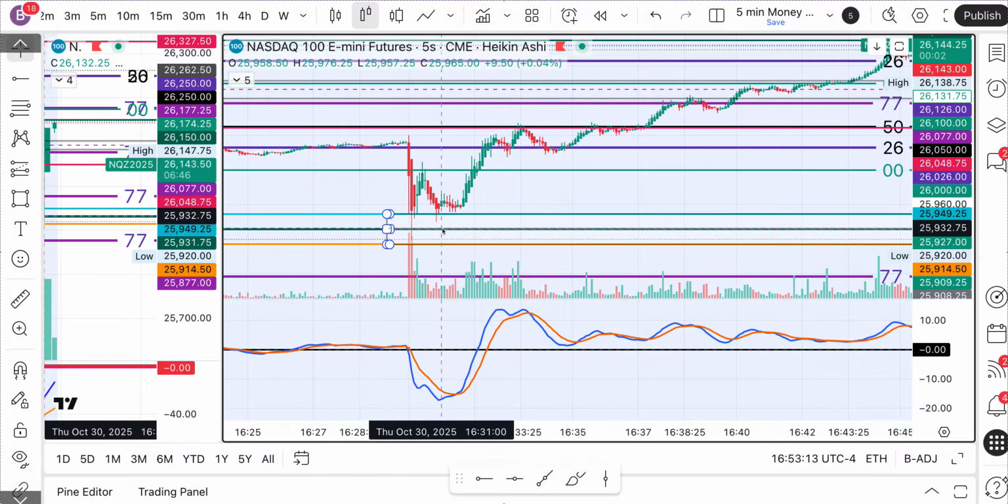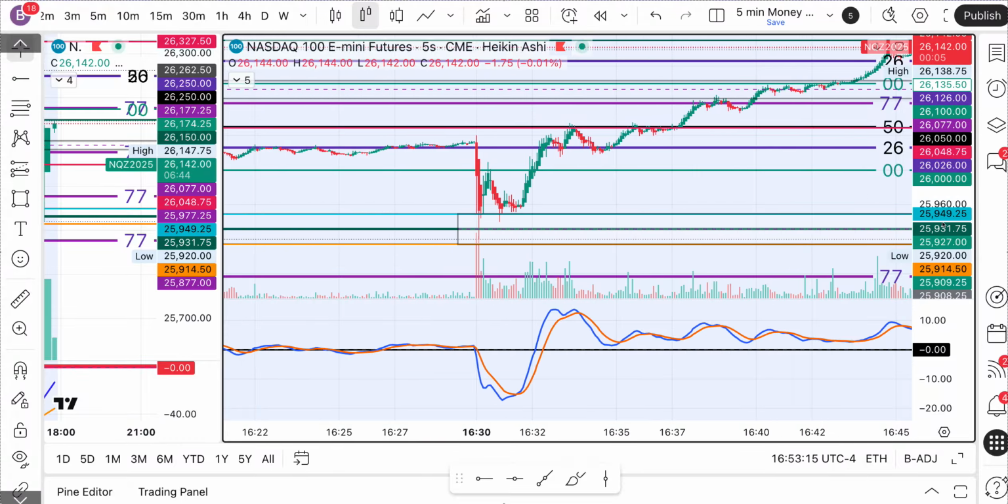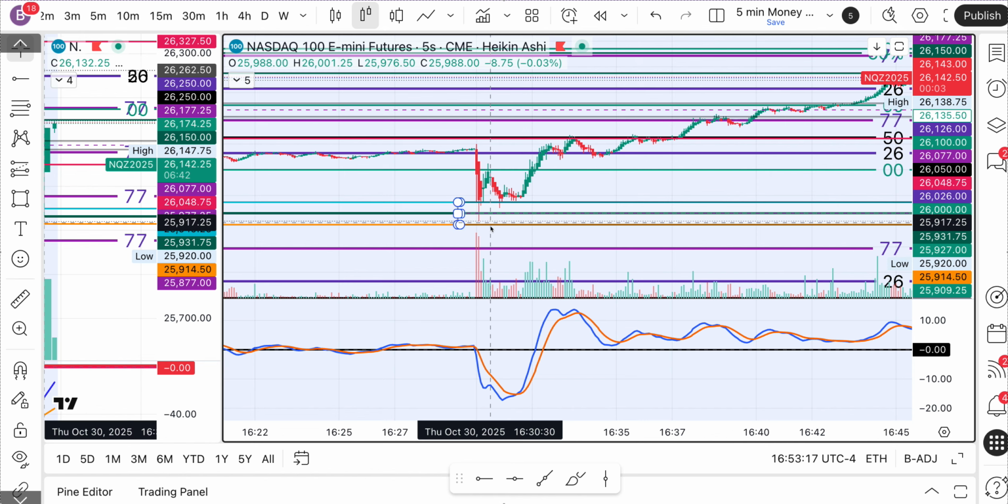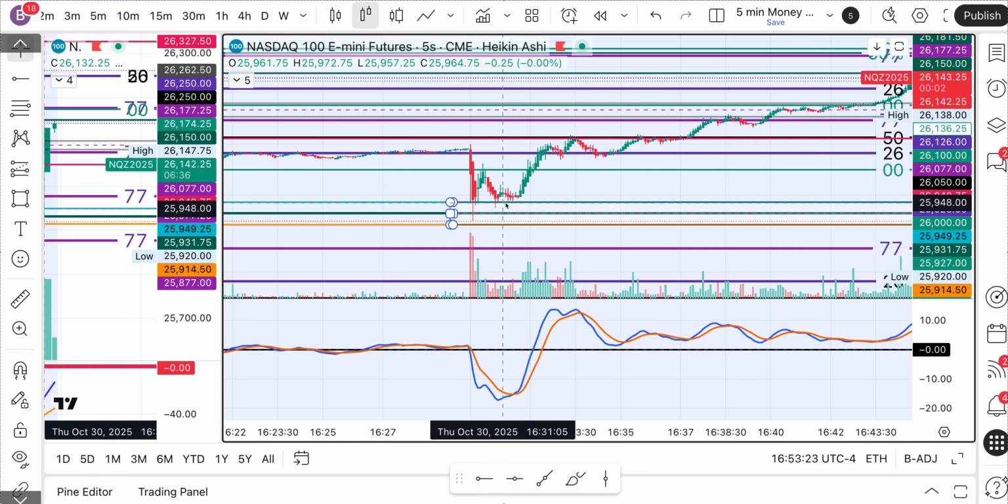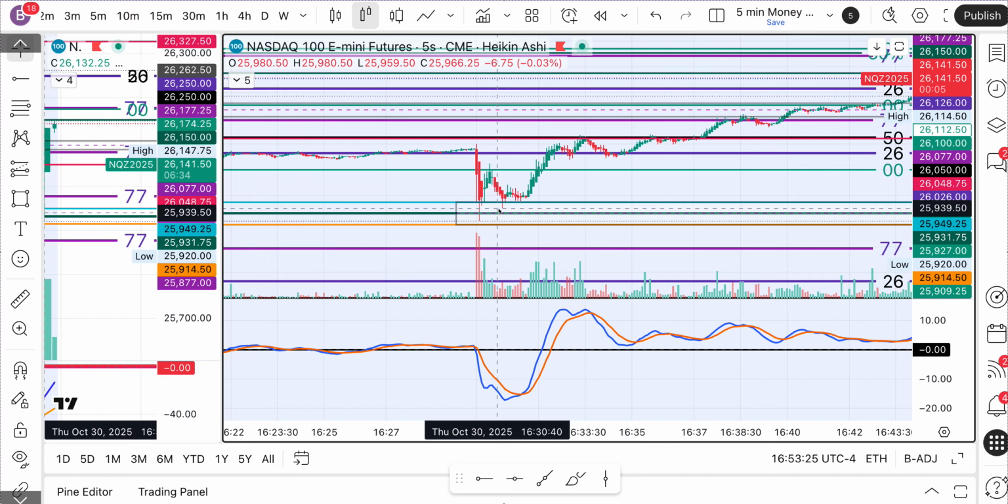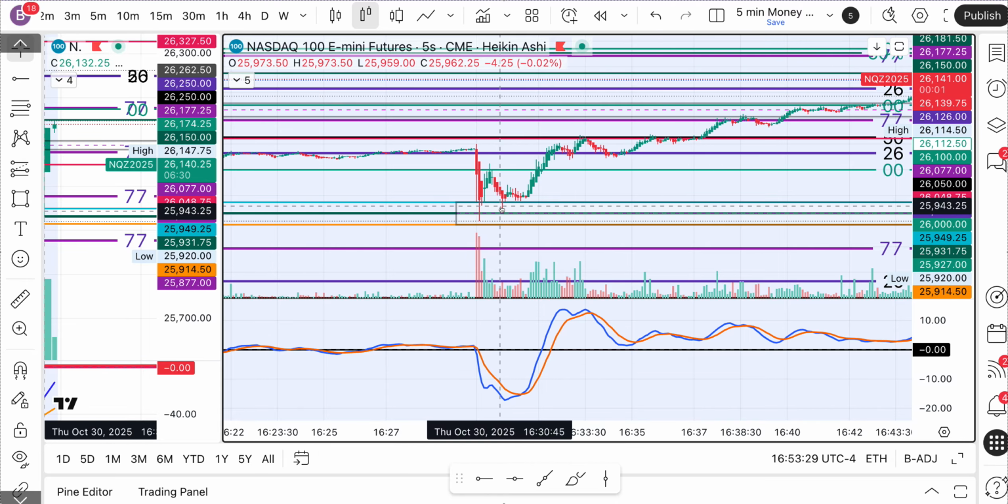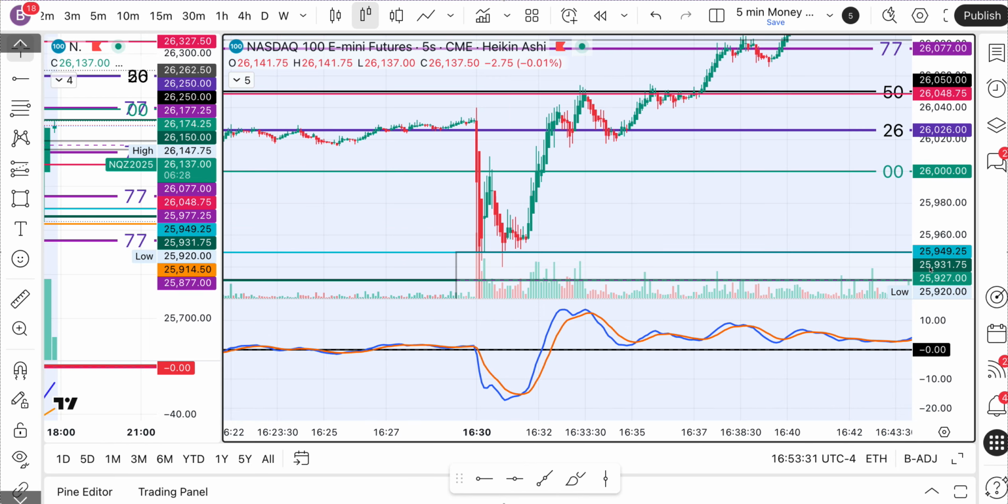Stop goes under. It can go under the low of this candle. That's okay. That's not too far of a stop. It's about a 30-point stop. Or you can just do the low of the most recent swing low, which is right here at 940.75, right there. Okay, hopefully you can see that.